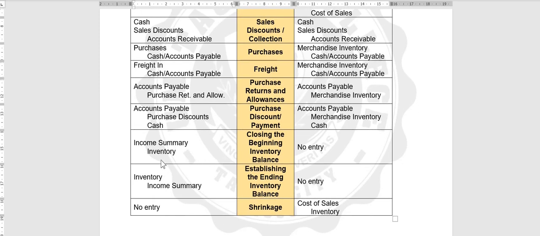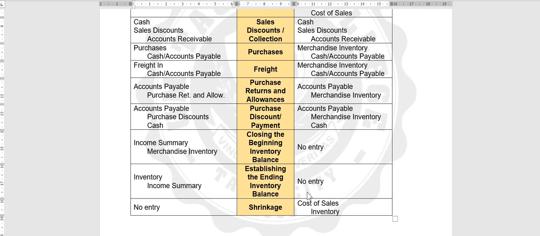Okay. Next is closing the beginning inventory balance. This is applicable only to the periodic inventory system. At the end of the accounting period, imagine the ledger of the merchandise inventory account: it has only the beginning balance from the start of the year, since the account titles we use for purchases are separate. So the merchandise inventory account will have no other entries, except perhaps adjustments.